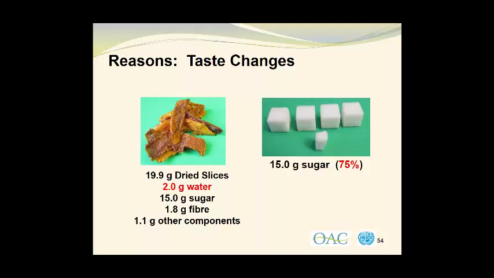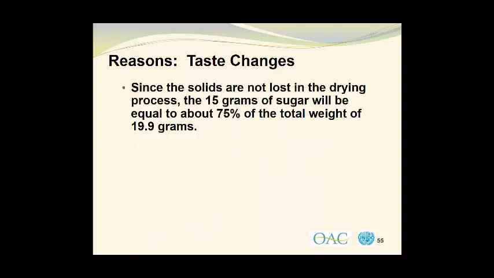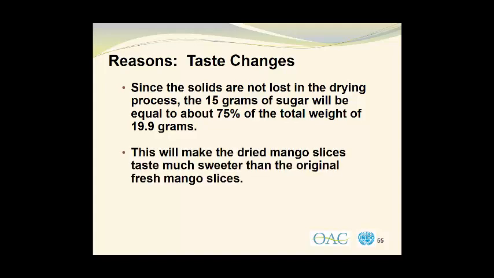We still have 15 grams of sugar present, but this now comprises approximately 75% of the total weight of the dried mango slices. Since the solids are not lost in the drying process, the 15 grams of sugar will be equal to about 75% of the total weight of 19.9 grams. This will make the dried mango slices taste much sweeter than the original fresh mango slices.